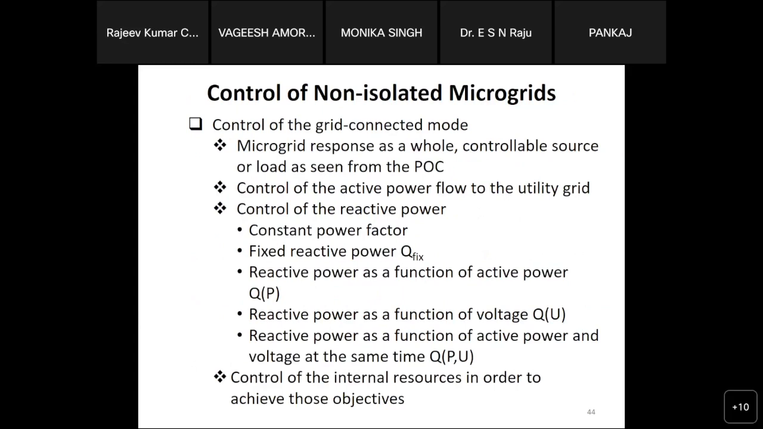When we see the reactive power, we have some different controls. We have the constant power factor control, and we have the fixed reactive power control. We have the reactive power control as a function of the active power, and the reactive power as a function of the voltage. We have the reactive power as a function of the active power as well as the reactive power. Also, it involves the control of the internal resources as well as the other loads in order to achieve the objectives of all these active and reactive power controls.